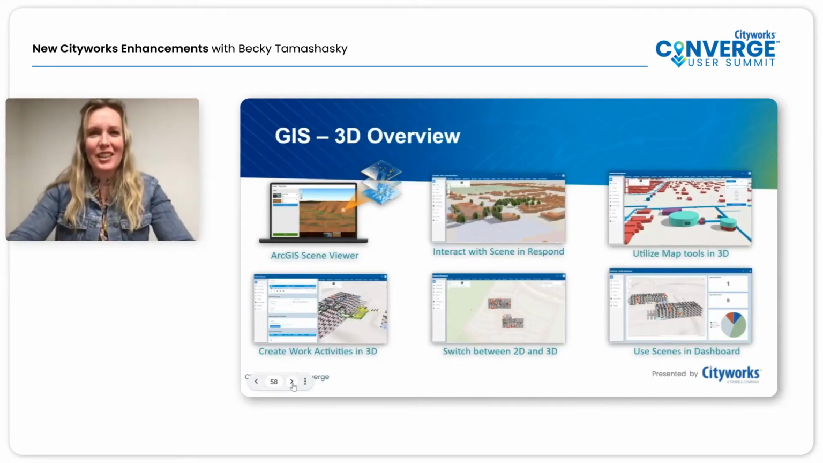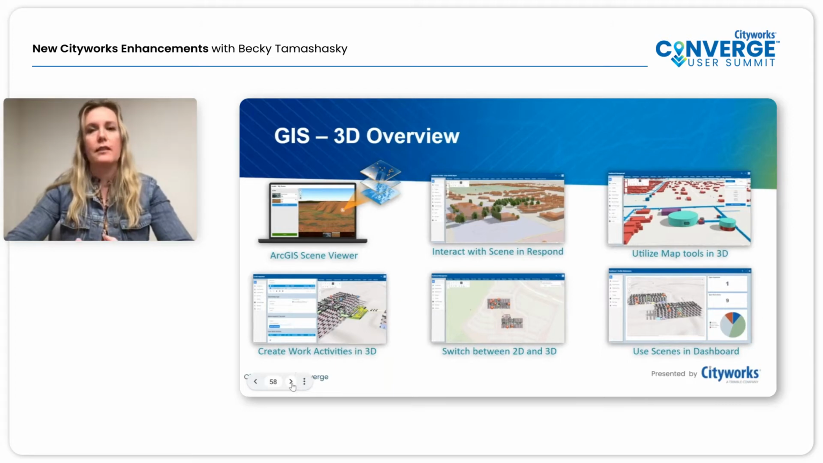So I'm going to go ahead and start off here with the GIS. And one of the biggest things that we have coming to the platform and with the JavaScript 4X viewer, which is, again, just a reminder, that's the map viewer that's available across Respond, Operational Insights, OpEx, and those other HTML5 apps. With the JavaScript 4X API that's available there, we're now able to provide a full 3D context within Cityworks.